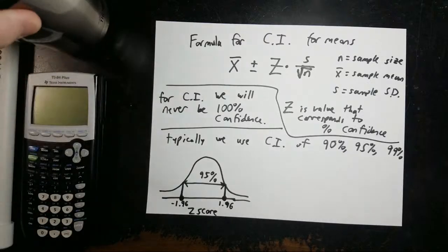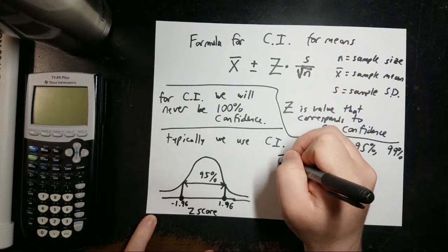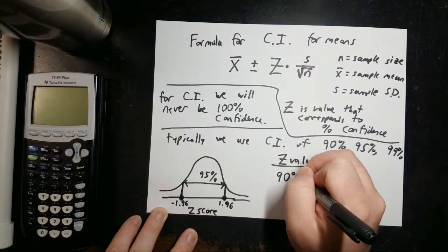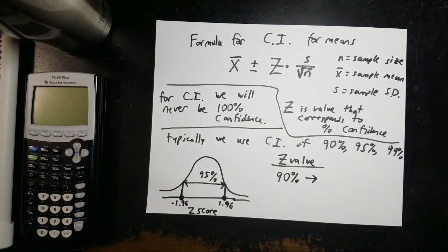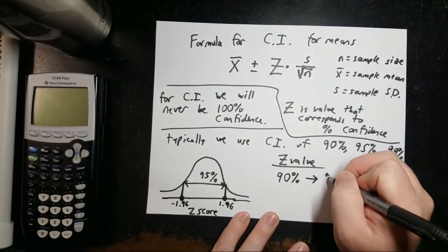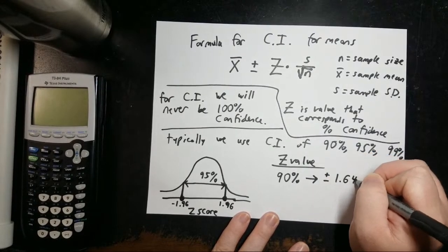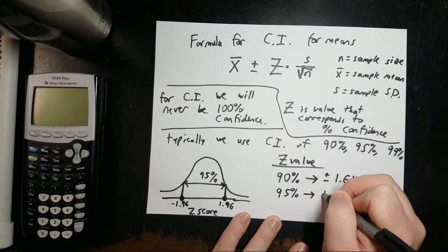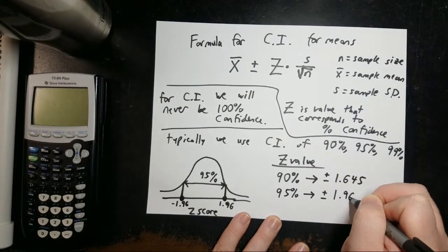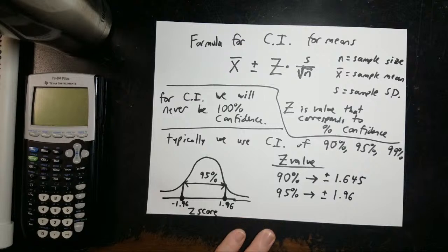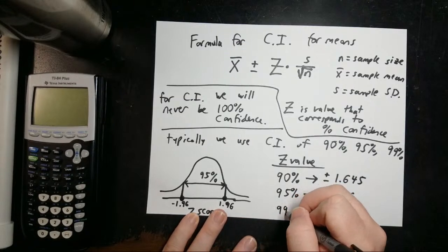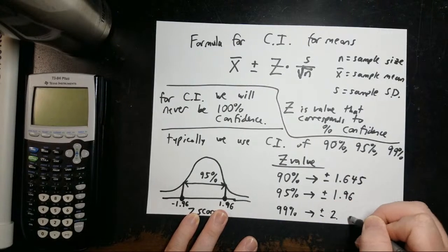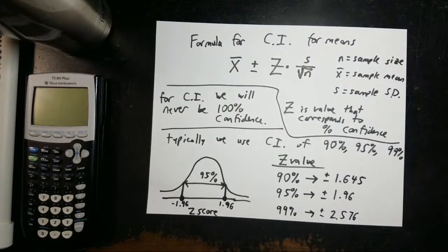In fact, the z value that you're going to use for 90% is going to be plus or minus 1.645. For 95%, it's going to be plus or minus 1.96. And for 99%, it's going to be plus or minus 2.576.